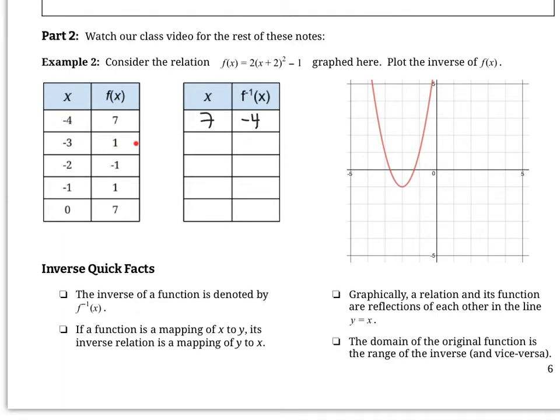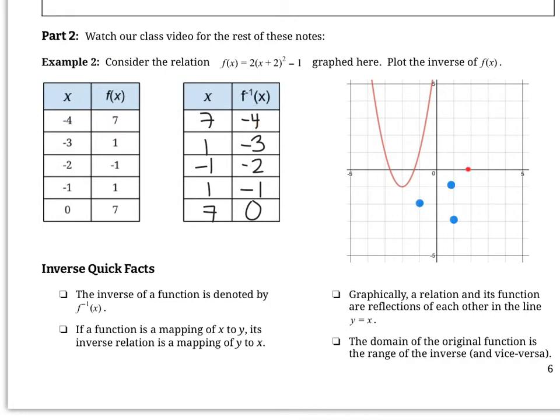How about for this point here? In our original function, we're inputting -3 and the output's 1. For the inverse, the input will be 1 and the output would be -3, and vice versa. So all we're going to do is flip these points, and that's how we get the inverse function. Now that we have those points flipped, we can sketch them.